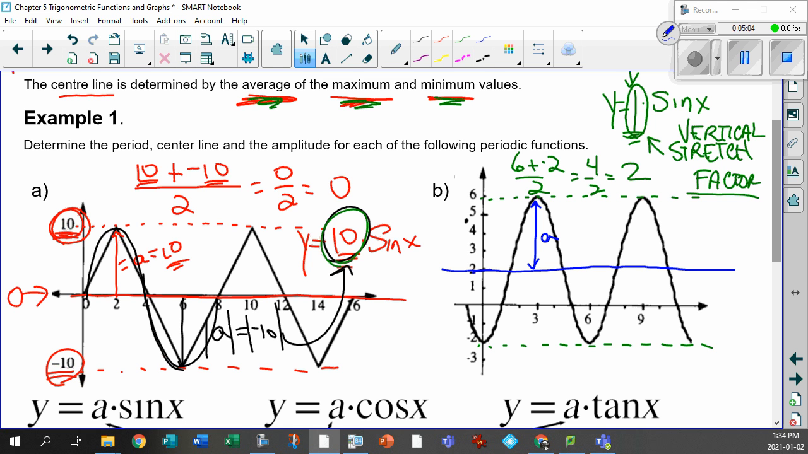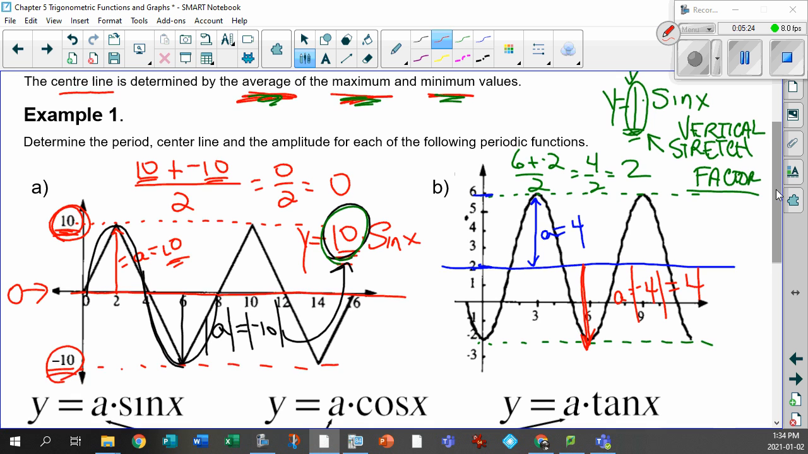From 2 to 6, you have an amplitude of 4. Wild, isn't it? Look, if you don't believe me, you can even go from here and go down. But remember, this is, again, the absolute value. So we're going from 2 to -2, which is a value of -4. Absolute value, it's 4.